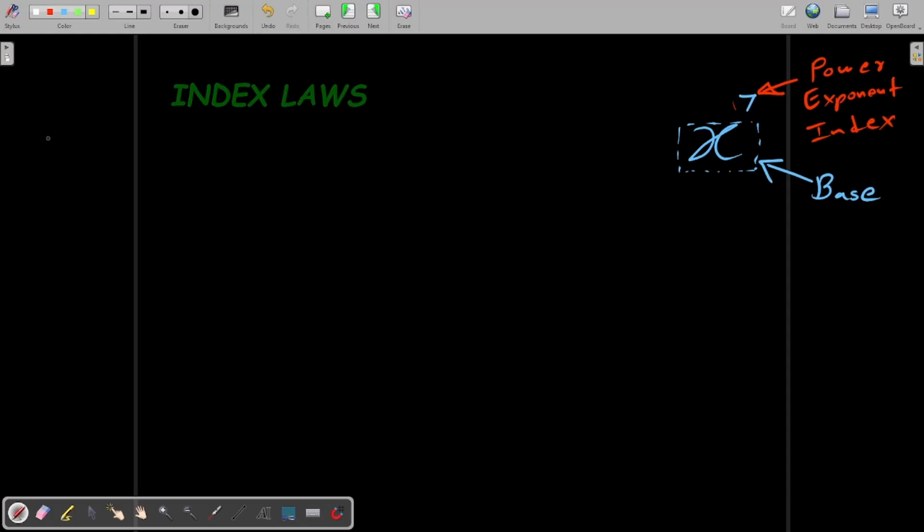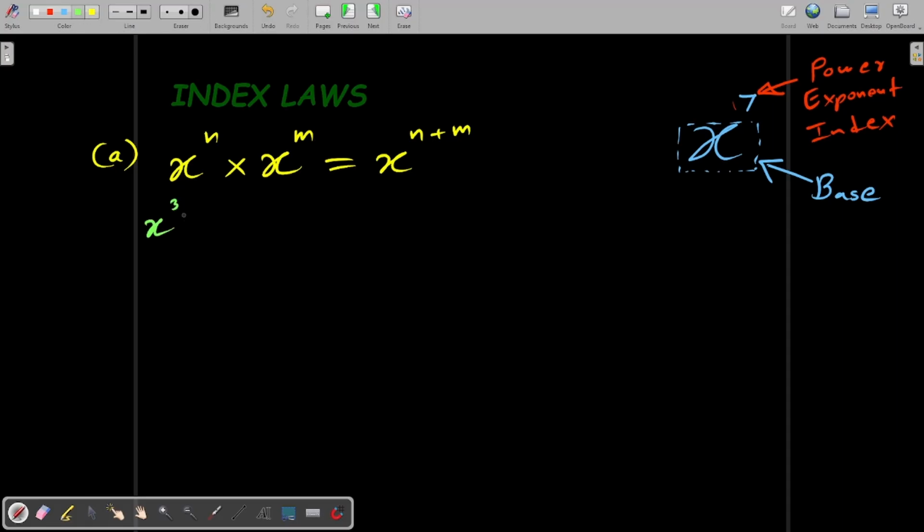Okay, let's see the first law. When the bases are the same in a multiplication, so when I say the bases, that means these x terms are the same, then what we can do to these powers is these powers get added. So n plus m.